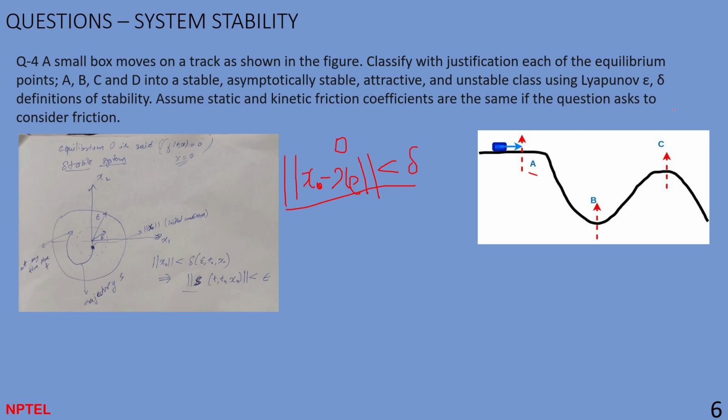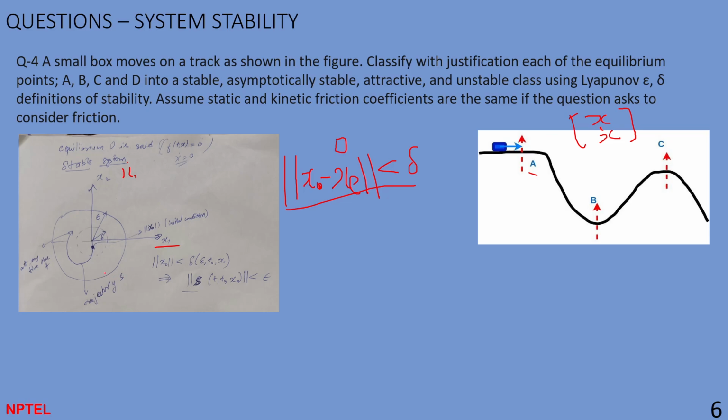So let's say this is a small box, and the state of the box is x and x dot. So we need to consider the position and the velocity of the box. There are two states, and let's say we have drawn that on a Cartesian or on a phase plot, which is x1 and x2. X2 is basically x1 dot. Let's see what the definition says.